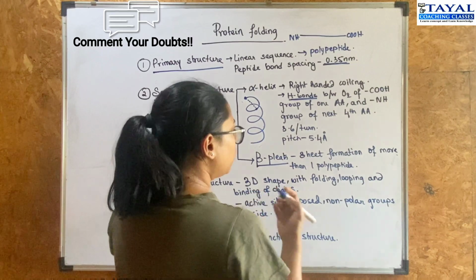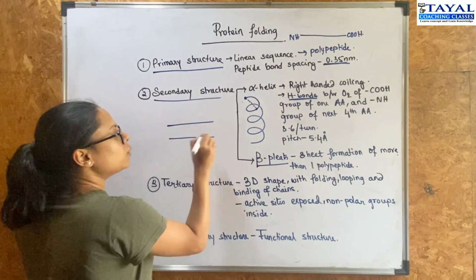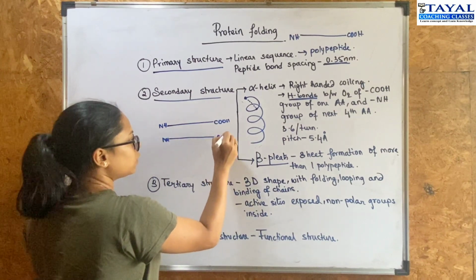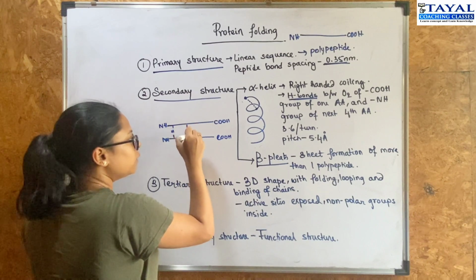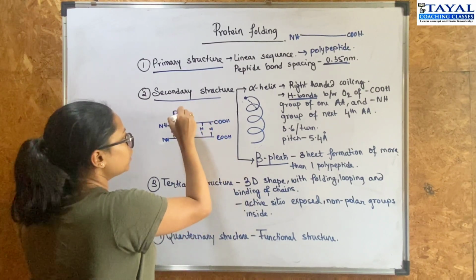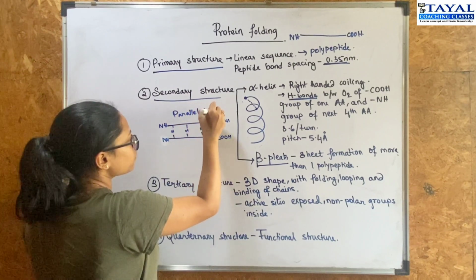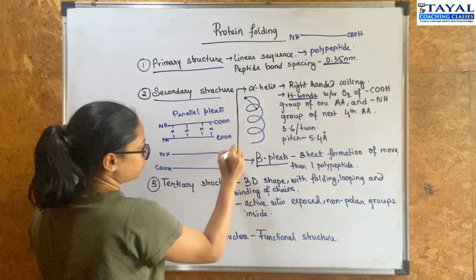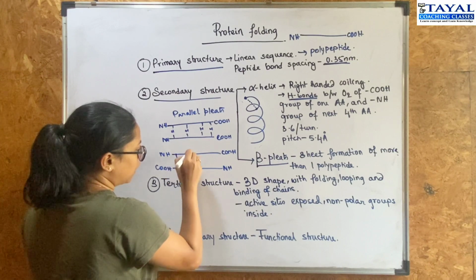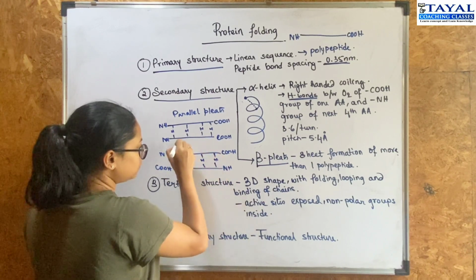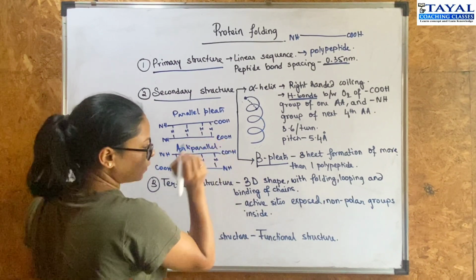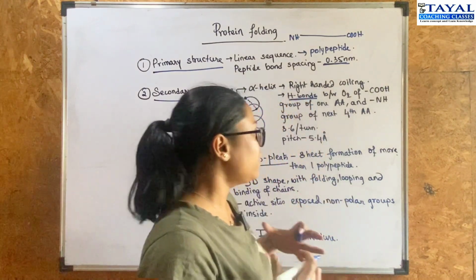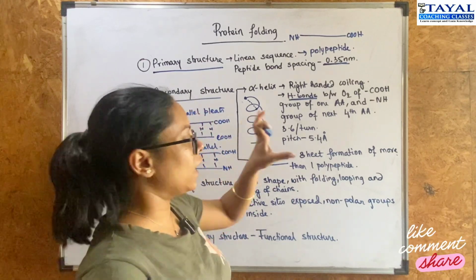Coming to pleats, so when I talk about pleats, they're basically sheets formed of more than one polypeptide chain. Now, if both of them have their N and C groups at the same site, and there is hydrogen bond forming in between, then they become parallel pleats. And if they have their NH groups juxtaposed with the CO groups, then they become anti-parallel pleats. Both of these structures will obviously add stability to the polypeptide chain, and there can be more than one polypeptide chain associated with one secondary structure.